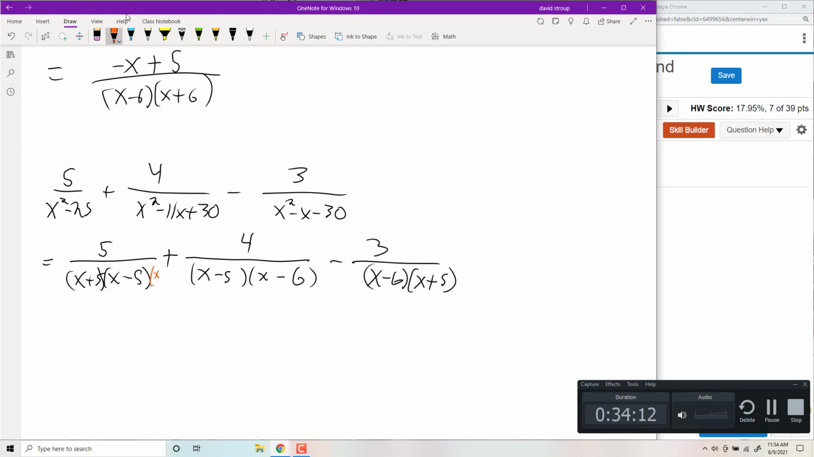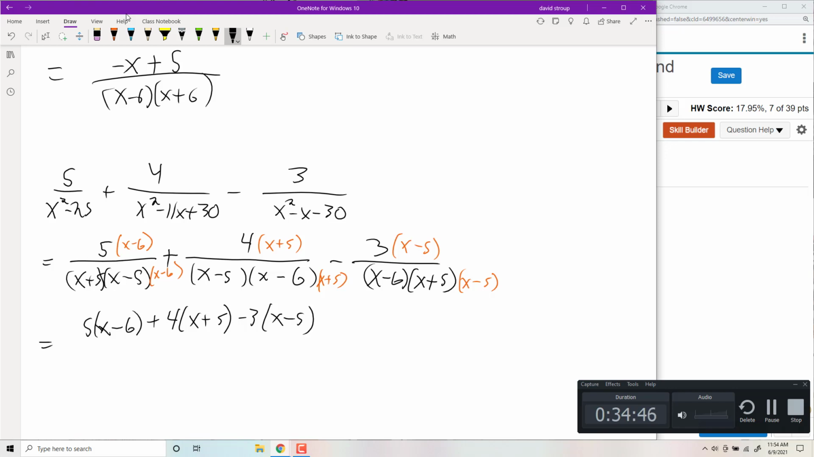And then we're completing the pictures in the denominators. So the first one's missing an x minus 6, the second one's missing an x plus 5, and the third one will be missing an x minus 5. Okay. And combine the numerators over the common denominator. And I'll hold off on distributing until the next step.